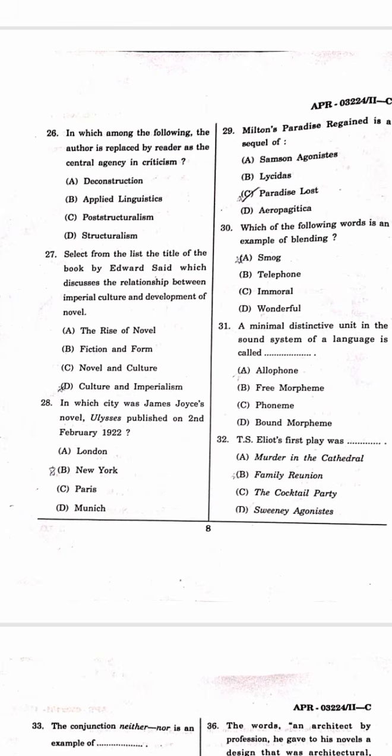Question number 27. Select from the list the title of the book by Edward Said which discusses the relationship between imperial culture and the development of the novel. And the correct option is option D, Culture and Imperialism.